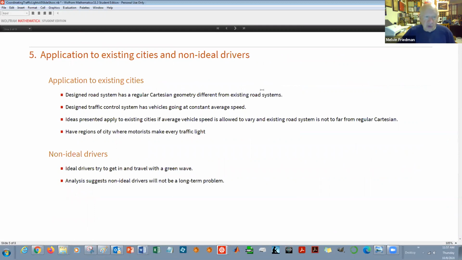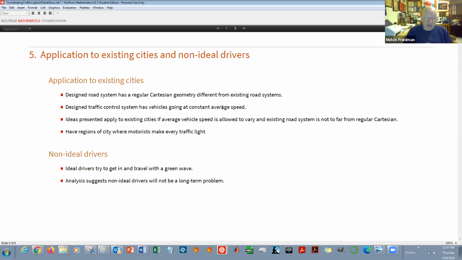This can be used in existing cities, but in existing cities, because existing cities don't have the road system that I have presented here, you won't make every traffic light, and you can no longer go with a constant average speed. Your average speed will have to vary between traffic lights. And essentially what will happen when you apply it to an existing city is that you'll have regions of the city where motorists can make every traffic light, but as you travel from region to region, you will be stopped by a traffic light.